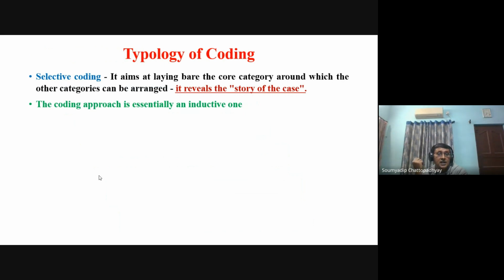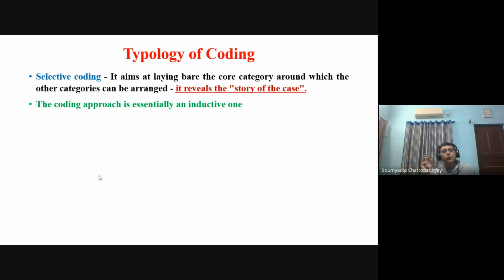Apart from that, there is another coding which is very popular in qualitative analysis, known as selective coding. Selective coding tries to identify the core category around which the other categories can be arranged. Since the main aim of this coding strategy is to locate the core category, the advantage is that if you can identify that core category, then it will be easier for you to reveal the actual story of the case.